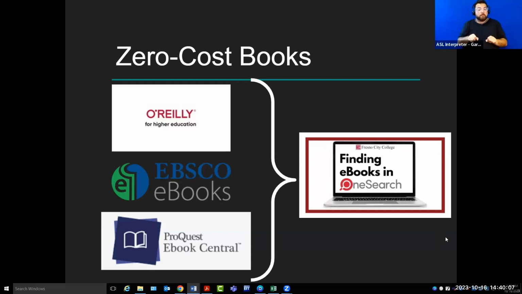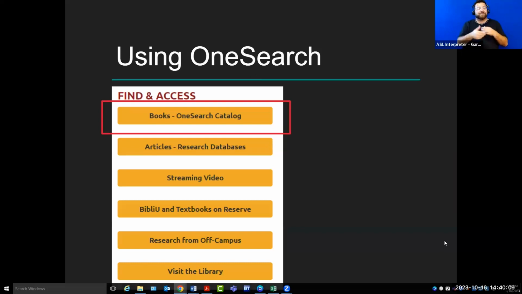Can you go to the next slide? Thank you. So on the Fresno City College's website, we have a link to our OneSearch catalog, and ours says books, but I always say it's a little bit of a misnomer because you can find quite a bit more materials in there, different formats in addition to books.